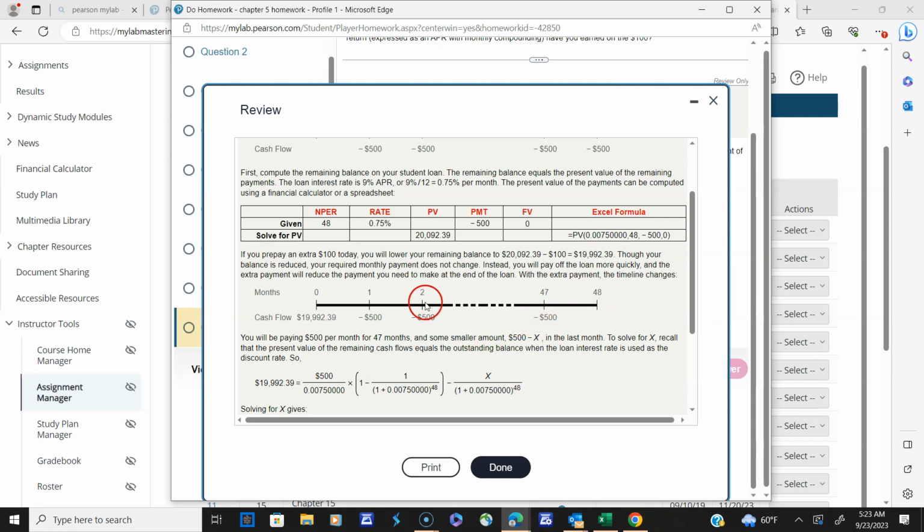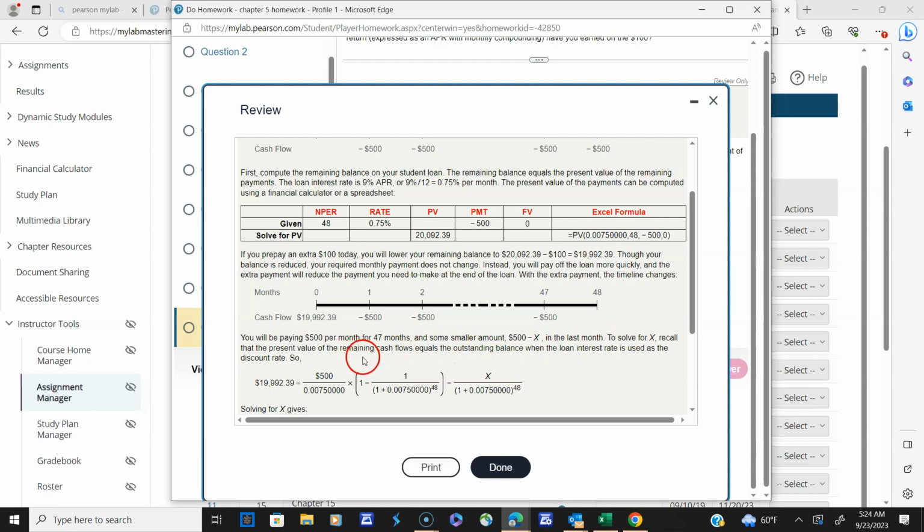So for the next 47 months, as you can see, you're going to be making $500 payments. And this last payment is going to be some amount which we don't know, which we're trying to find, which would be $500 minus the money we saved in the long run by paying that extra $100 up front. So we have to solve for X, all right?